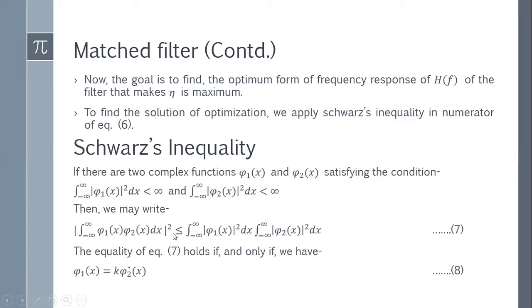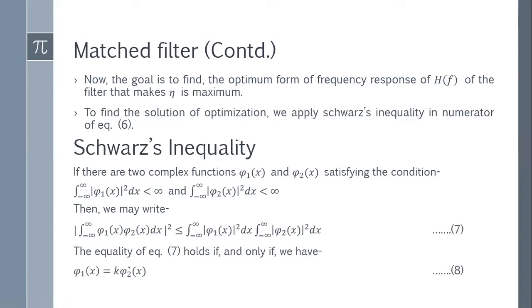That means I can write this product in this form if phi 1(x) is equal to k times the conjugate of phi 2(x). This is the only thing. So if we have two complex functions and I multiply and square them, then we can write them as the individual squares of those functions. But the condition is that one should be equal to the conjugate of the other. Okay, this is the only portion in this inequality. Clear?